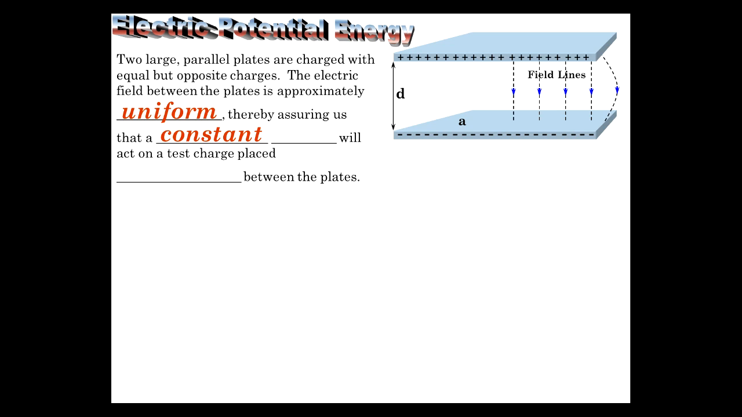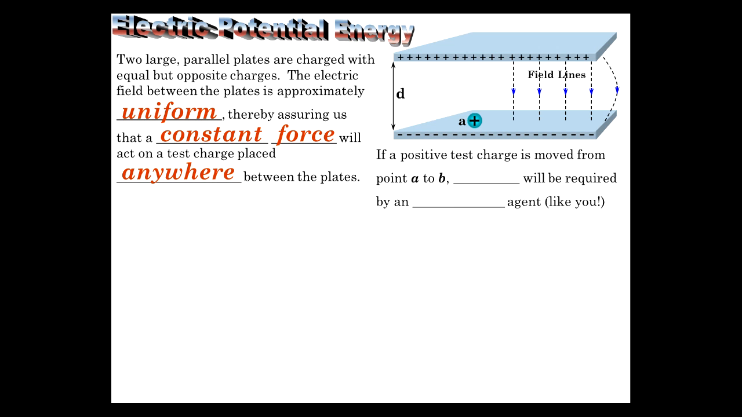So we'll have a constant force acting on a test charge that's anywhere in between those plates because the E field is uniform. So we put the charge there and we're going to allow it to move from A to B. If it's moved from A to B, work is required.